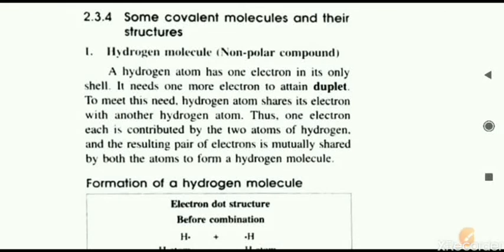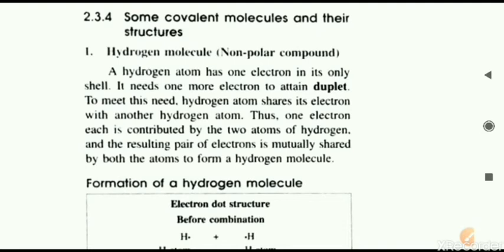We are going through chapter number 2, chemical bonding, and this is part 3 of chapter number 2. In the last class we had discussed the covalent bonds and the types of covalent bonds, including the polar and the non-polar covalent bonding.